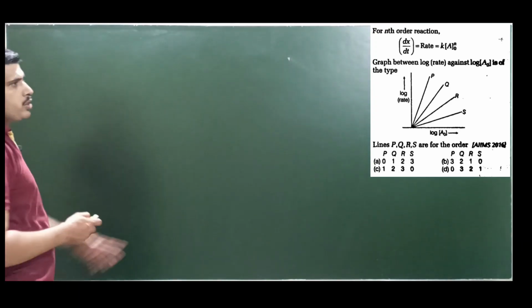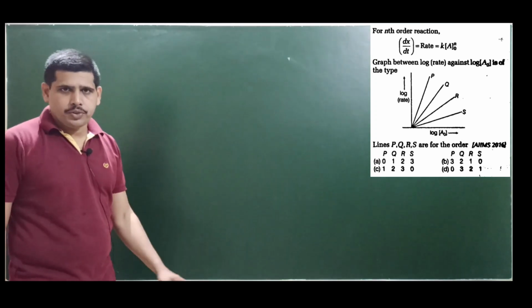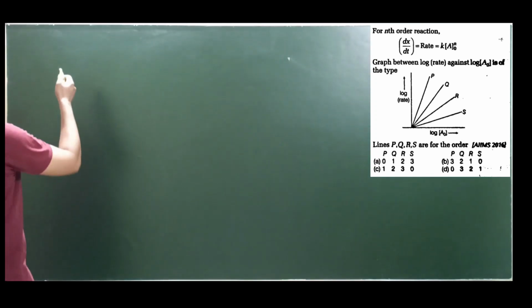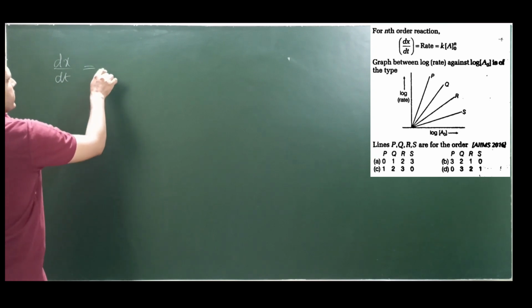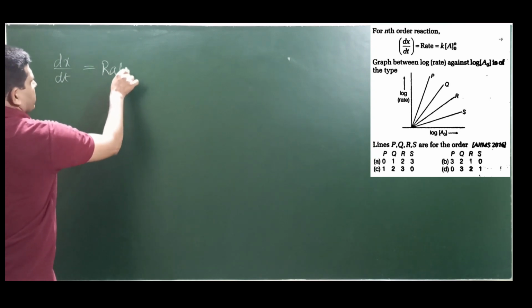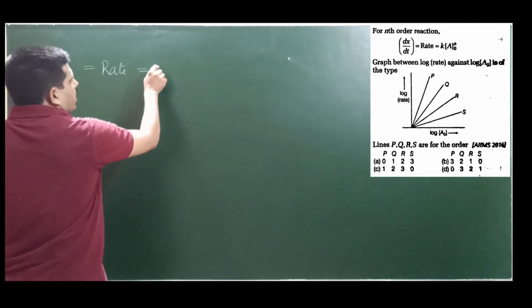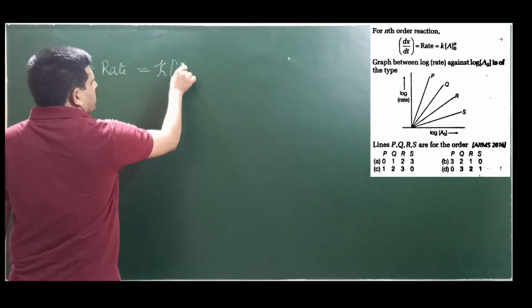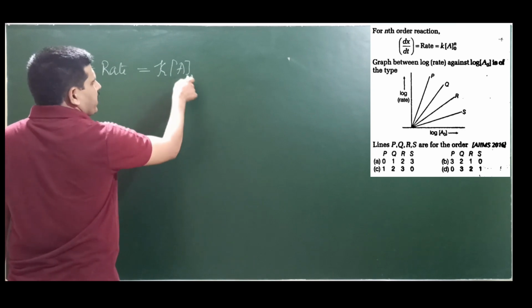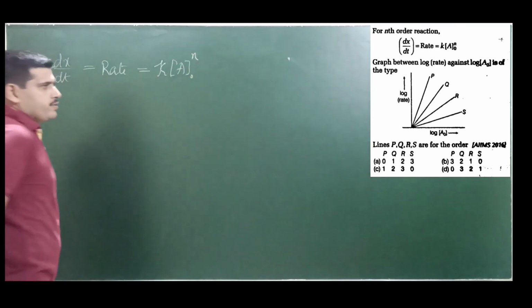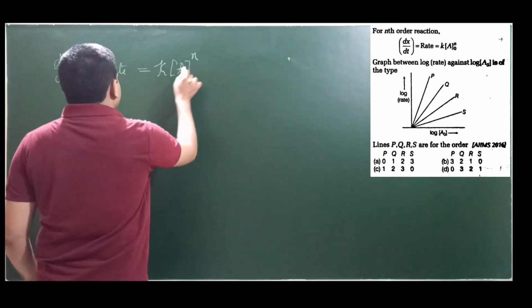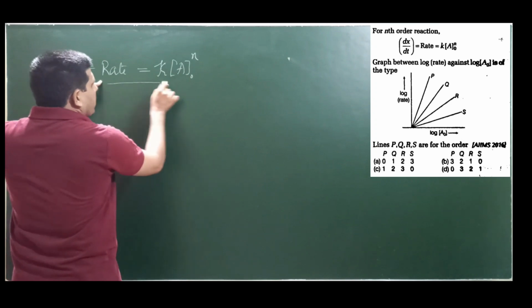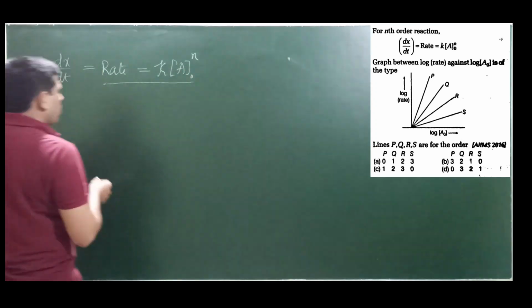Very simple. I'm not drawing that graph because it is there in front of you. You can see it, right? So what I do is I'll write the expression which is given there. It is dx by dt, the rate, which is equal to rate constant k into concentration of A, that is at the beginning A naught, to the power n. Since the graph is related to log of the rate, I'll take log on both the sides.